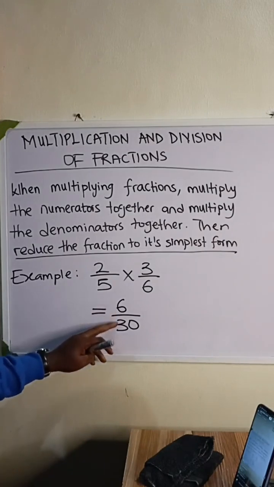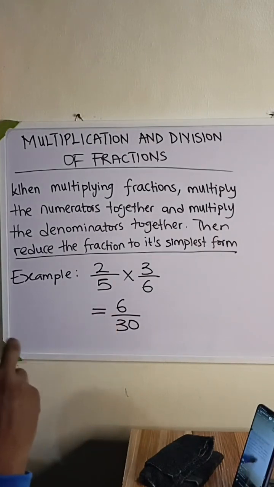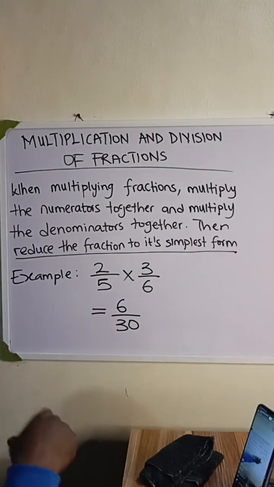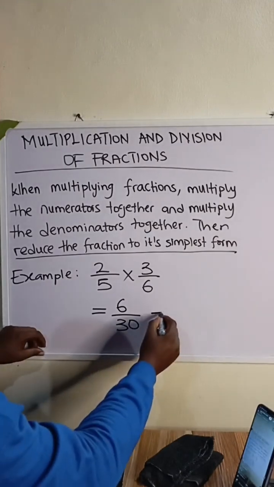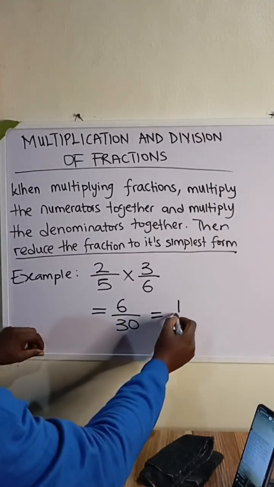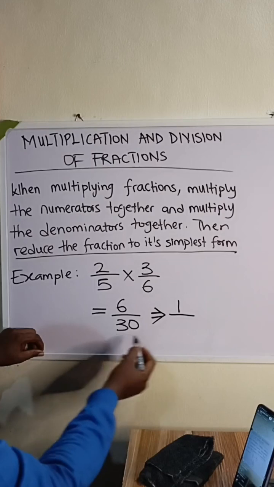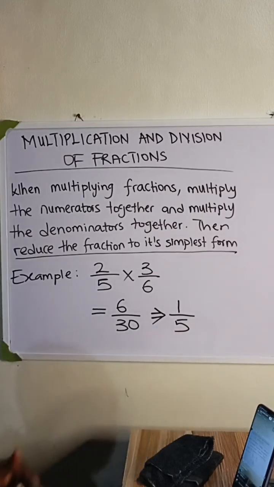So if you look at 6 all over 30, 6 can divide 6 and 6 can divide 30. So we'll use it to break it down. 6 divided by 6 gives us 1 and 30 divided by 6 gives us 5. So our answer is 1 all over 5. Very simple.